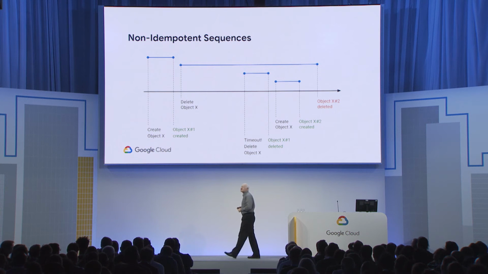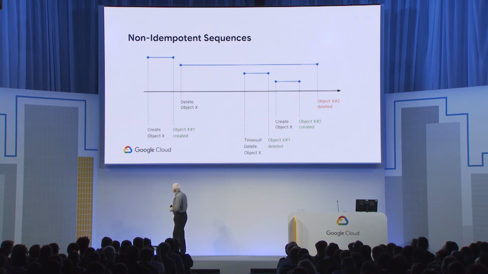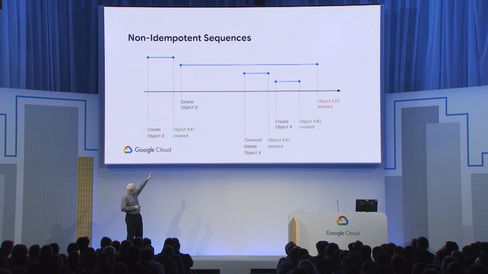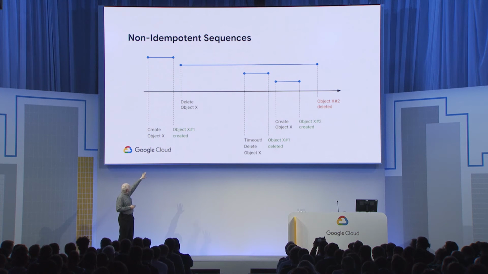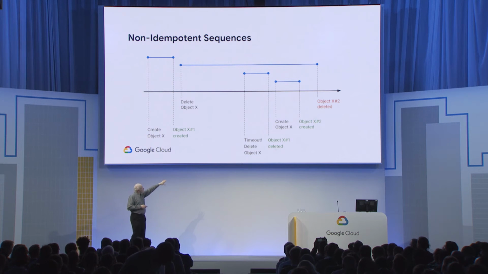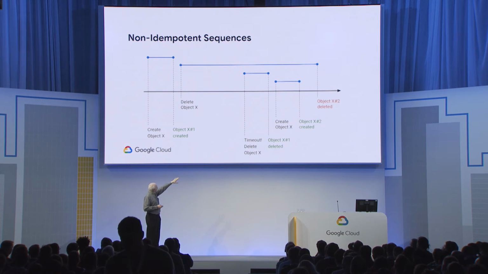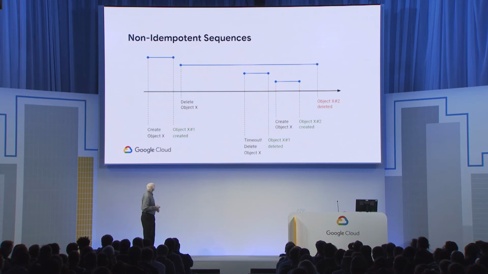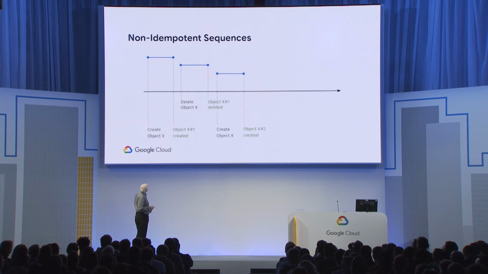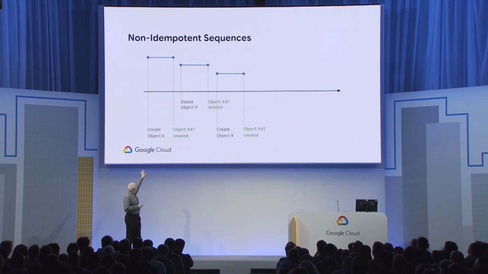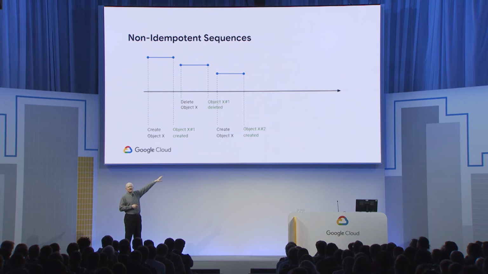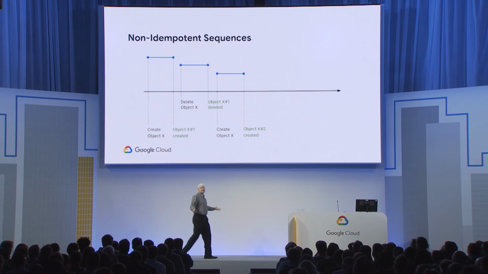So here's an example of a very simple transaction model where you've created an object, the object has been created successfully, you delete it, and then you go back, there's a timeout on your deletion, you go back and try again to delete. So here's a very simple structure. You create an object, you delete it, and then you create a new object with the same name, it's a new version, and then you delete it. If everything works perfectly, this is really great.